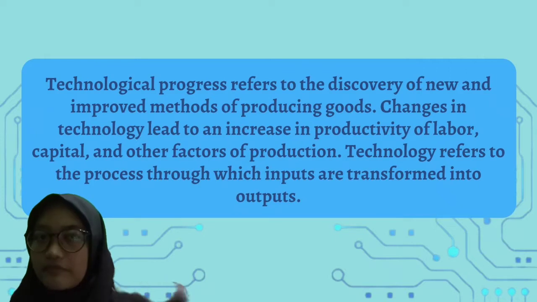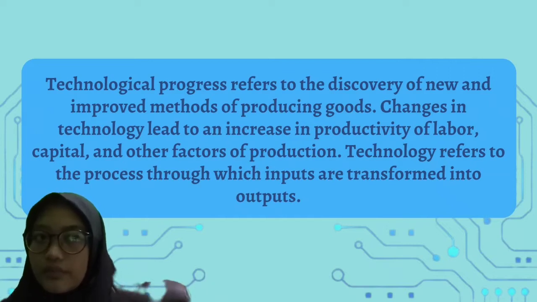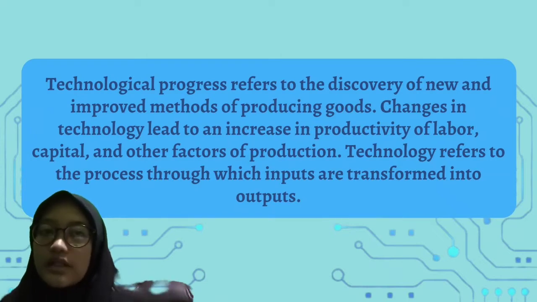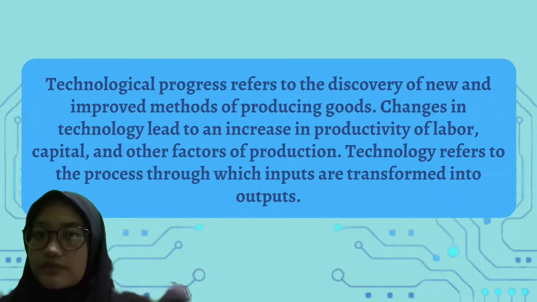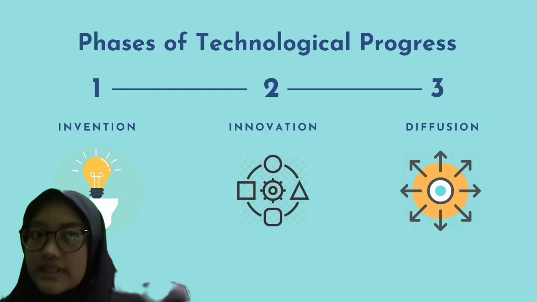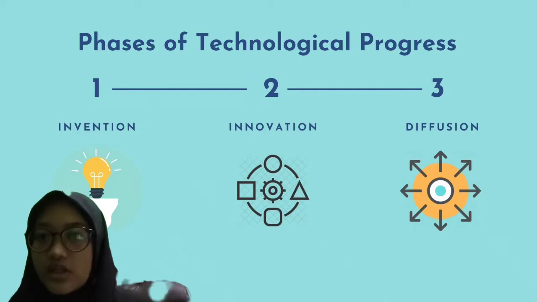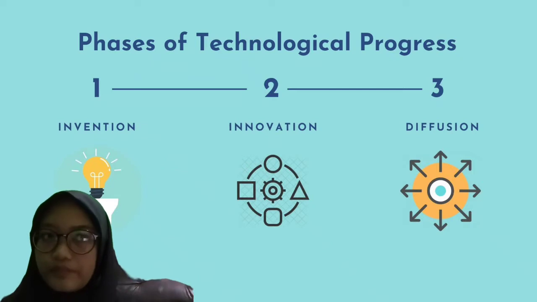Technological progress refers to the discovery of new and improved methods of producing goods. Changes in technology lead to an increase in productivity of labor, capital, and other factors of production. Technology refers to the process through which inputs are transformed into output. There are three phases of technological progress, that is invention, innovation, and diffusion.